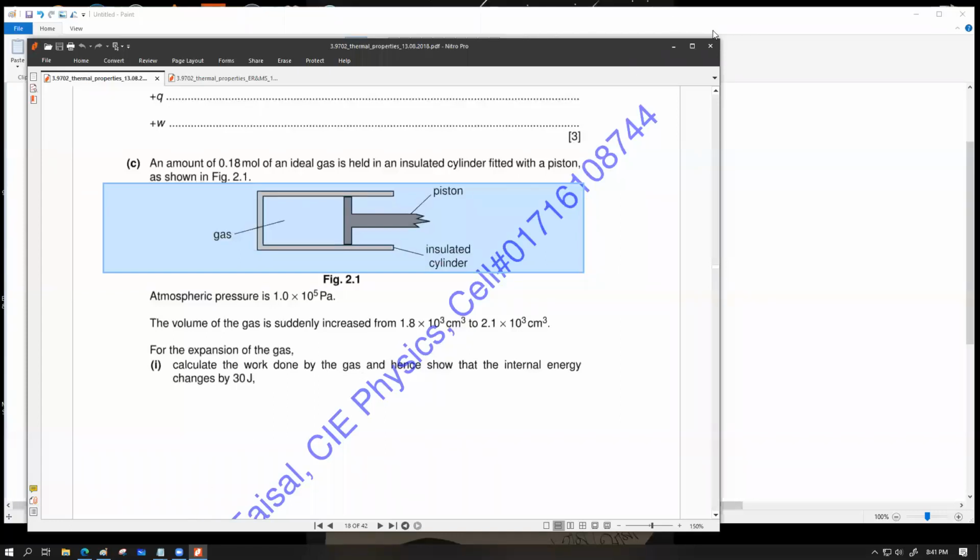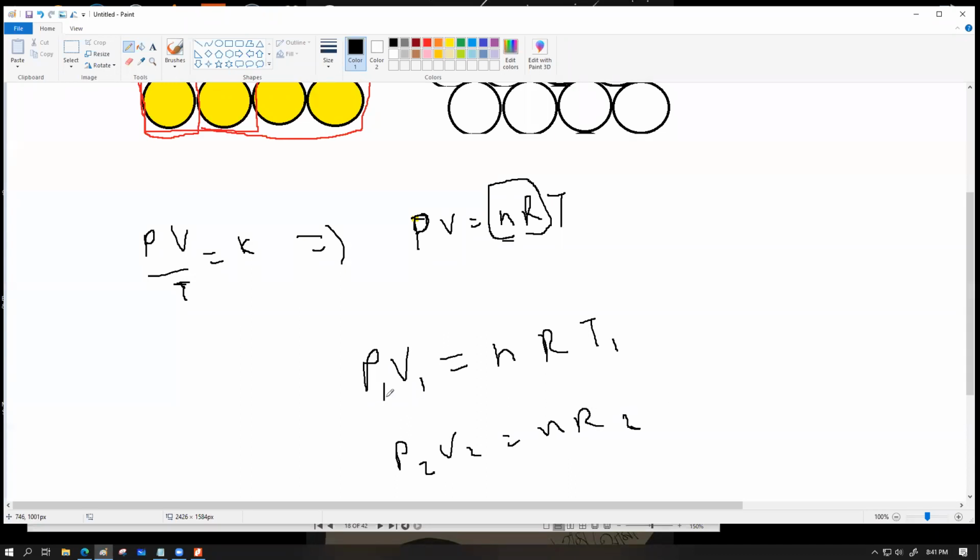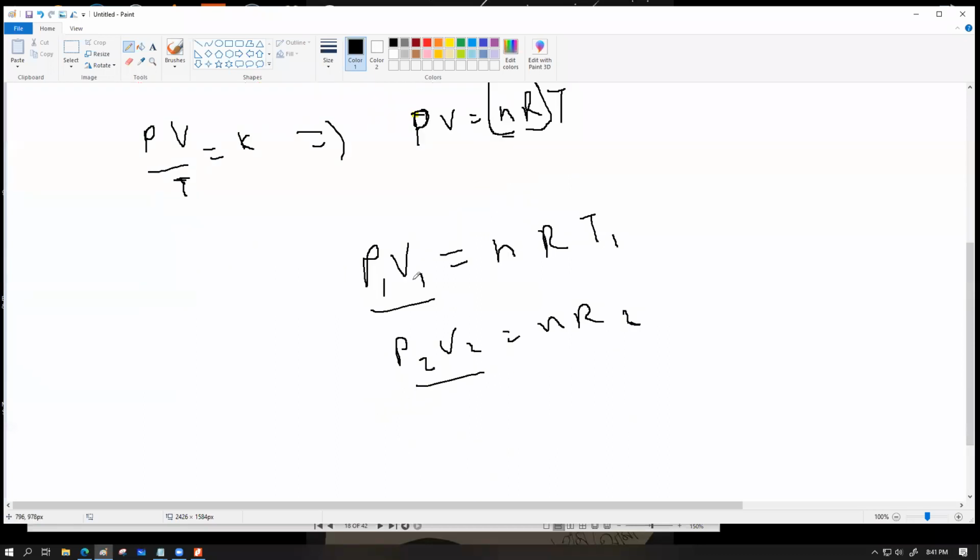PV equals nRT, if you consider the scenario for PV equals nRT, whenever the piston will be pulled outwards, your P and V both will change. So what we could do is that if we knew the things properly, we could have written that P1 V1 equals nRT1. That is possible. And for a second scenario, we could have calculated P2 V2 equals nRT2. If we knew all of these variables, yes, we could have calculated out the T2 value. I mean, we can calculate out the T1 value.